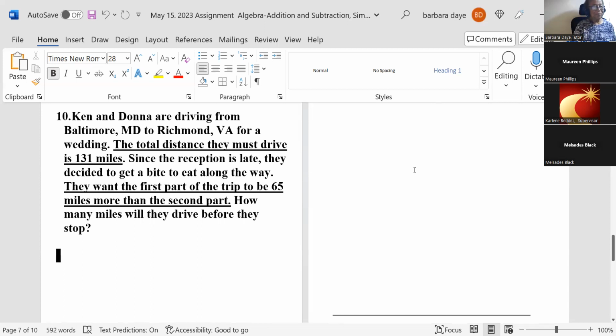How many miles will they drive before they stop? Because the reception is late. That's why they want to drive slower. They want to get a bite to eat, so they're going to drive slower. How many miles will they drive before they stop?